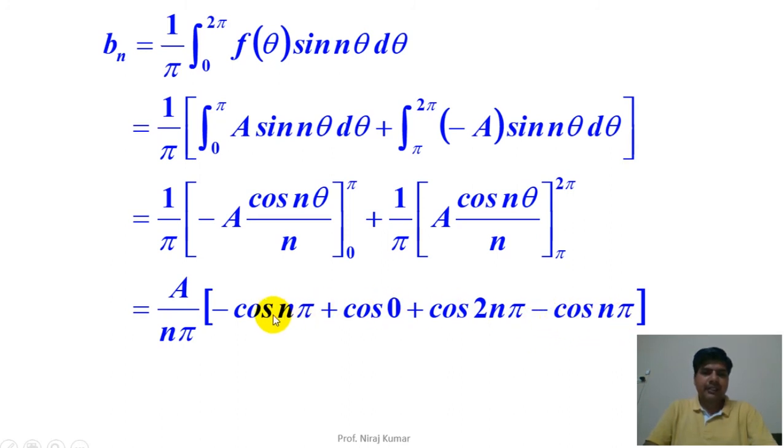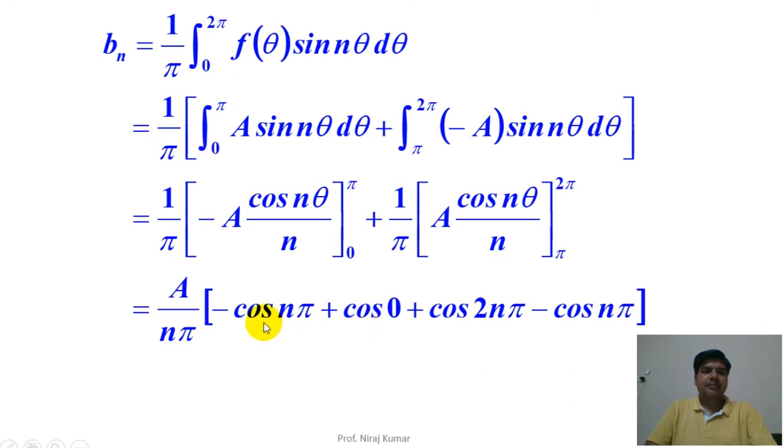We can observe that this cos n pi is sensitive to the value of n. If n is an even number, this value will be plus 1, and if n is an odd number, the cos n pi value will be minus 1. So we have to write the value for odd and even separately.